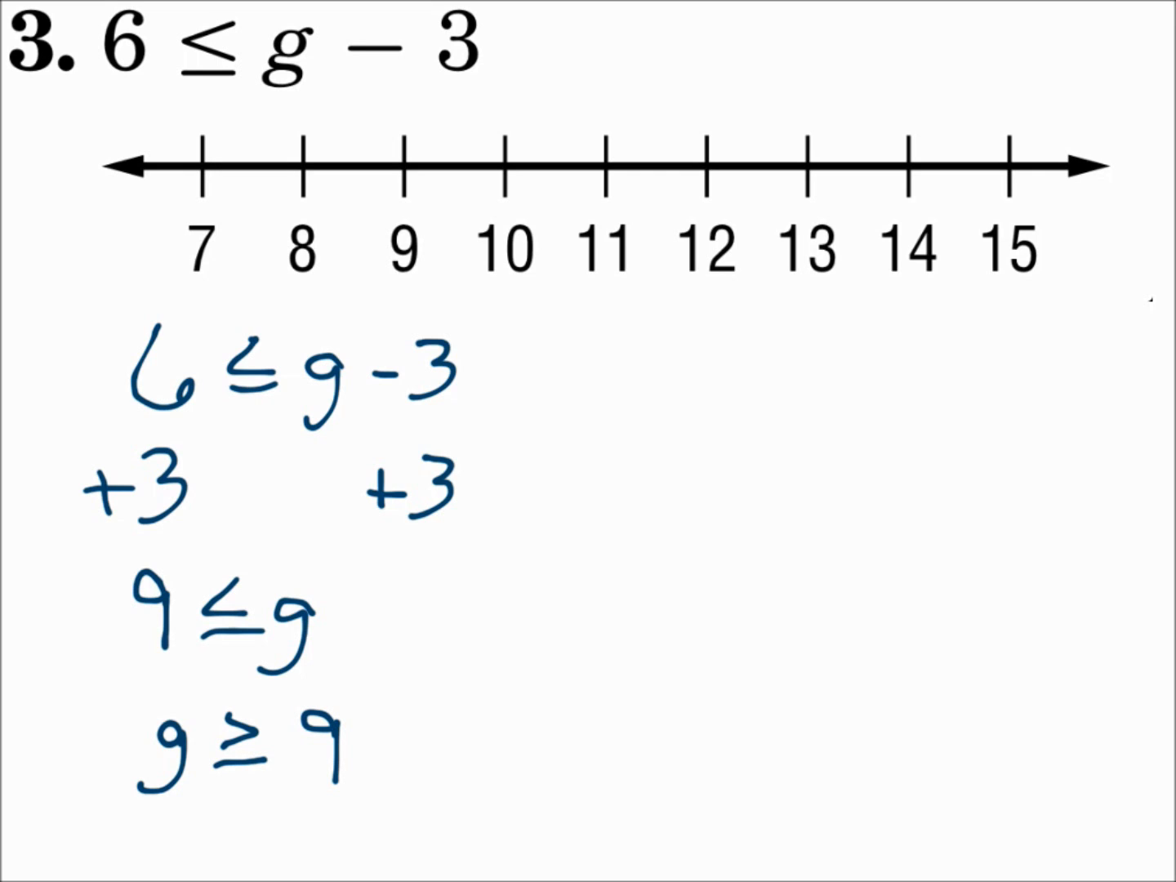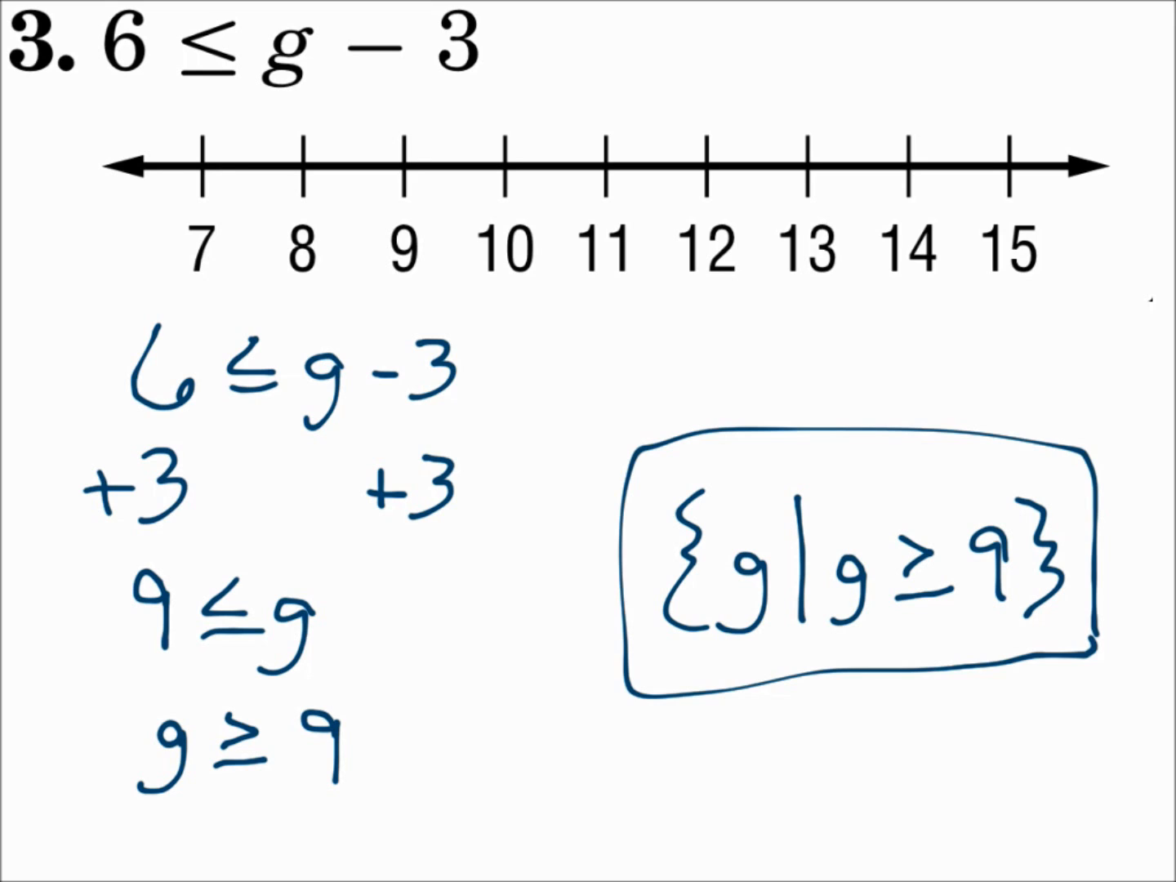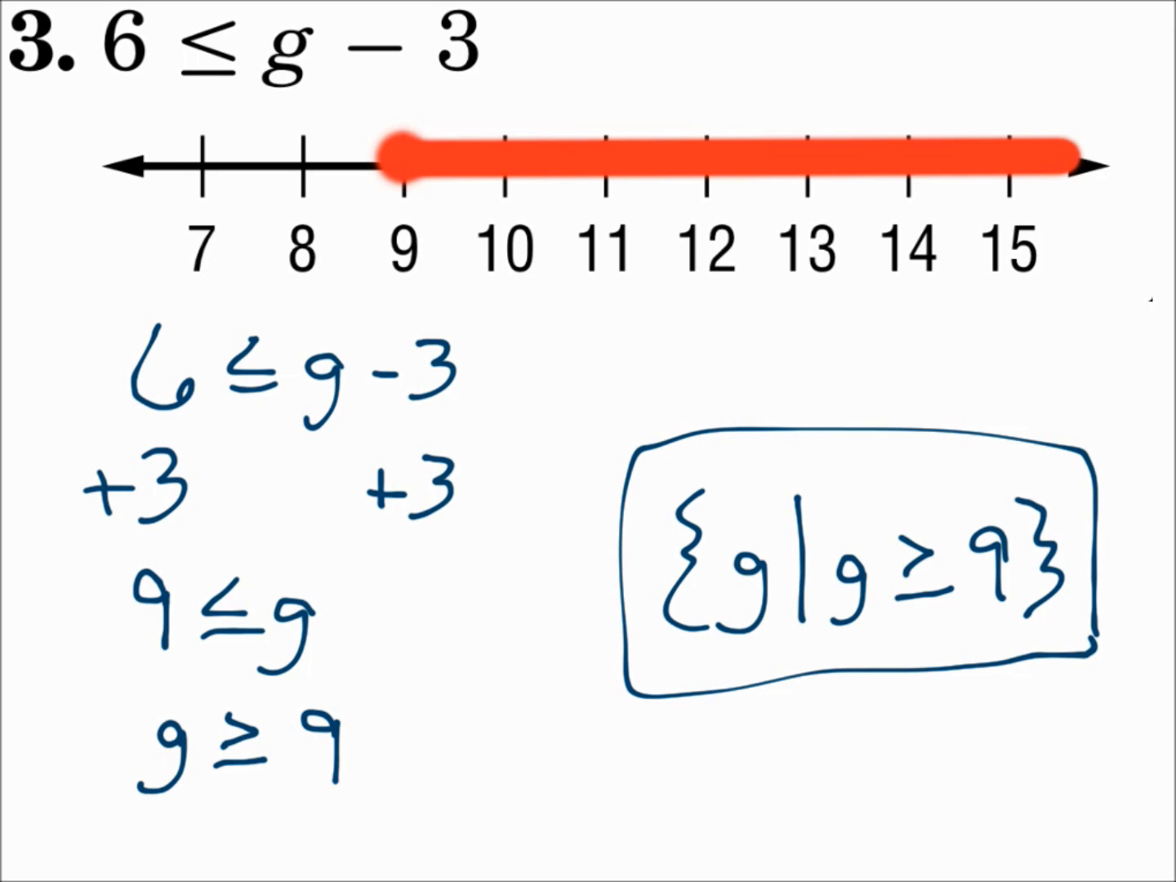It makes sense. The mouth on the greater than and less than symbol is open to the g in each of those statements. Make sure that it stays that way. If you switch an inequality around where the variable was on one side and you turn it around to put it on the other side, make sure you also turn around the inequality sign. So the solution is all g such that g is greater than or equal to 9. Since it's equal to 9, then there's a closed circle on 9, and the greater numbers are shaded to the right.